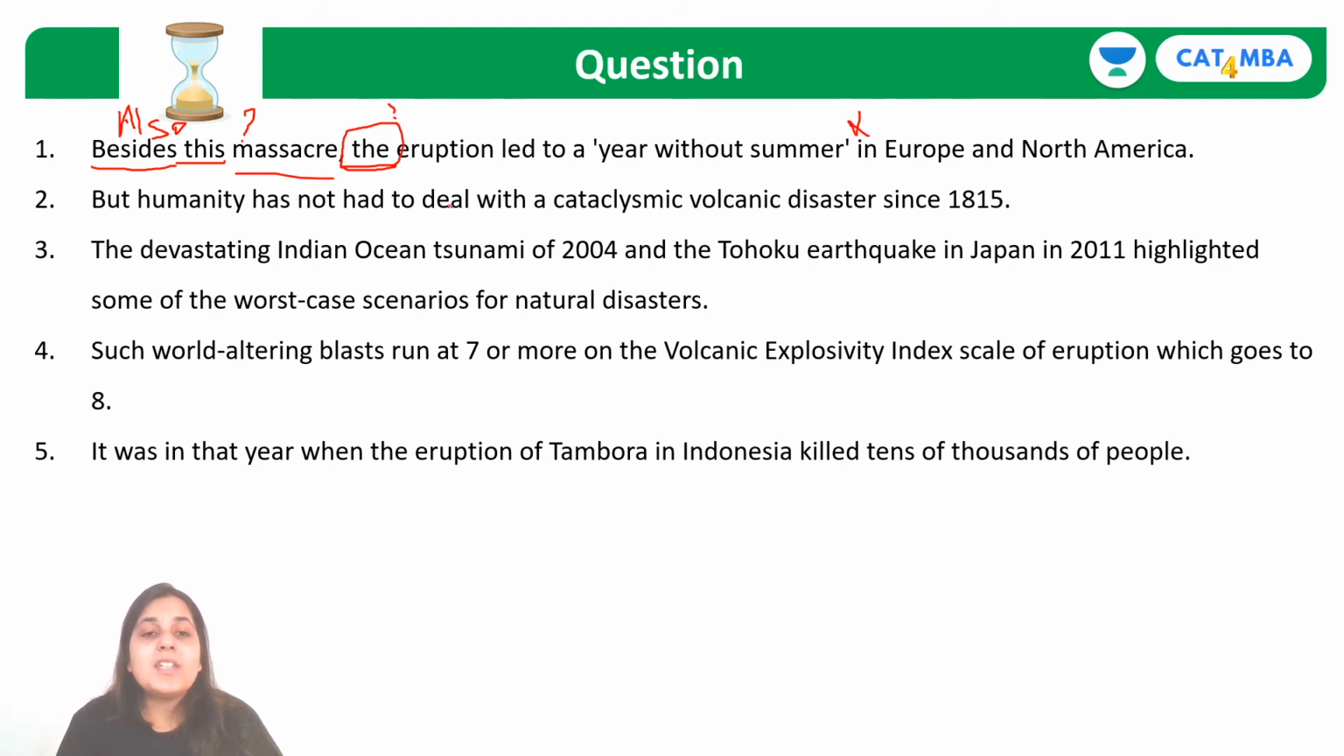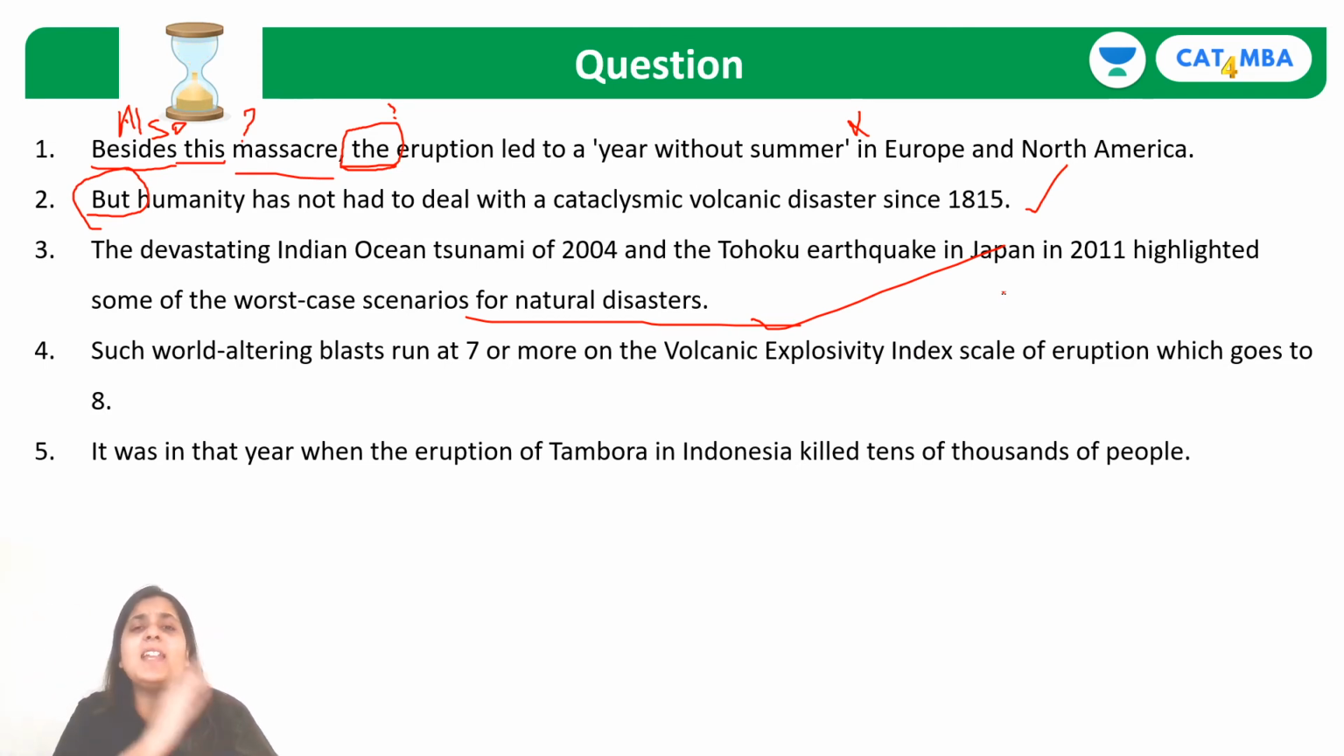But humanity has not had to deal with a cataclysmic volcanic disaster since 1815. You will say, bam, but is there, definitely eliminate it for the opening sentence. I will say, be careful, keep it once, let's see, who knows, it may be an exception, so don't eliminate immediately. Okay, three, the devastating Indian Ocean tsunami of 2004 and the Tohoku earthquake in 2011 highlighted some of the worst case scenarios for natural disasters. This can be my opening sentence, there is no he, she, they, this, then, that, those in it.